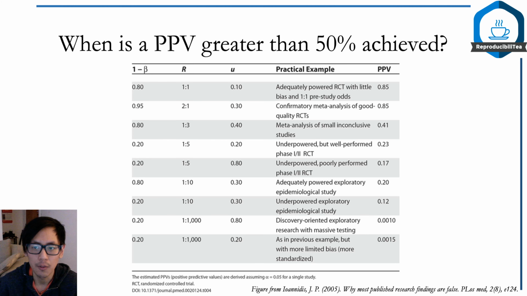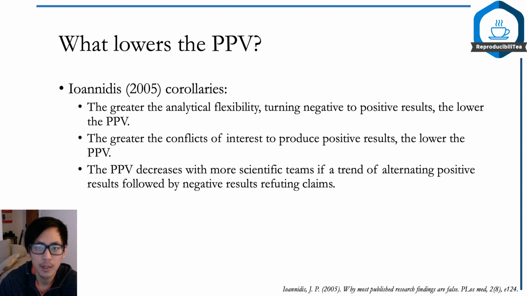So here are some corollaries that Ioannidis points out. Firstly, smaller sample sizes mean less power, which lowers the PPV. Smaller effect sizes mean less power, which also lowers the PPV. And exploratory research with a larger number of relationships has lower PPV than confirmatory research. And the last 3 that he pointed out, I think, are the most important.